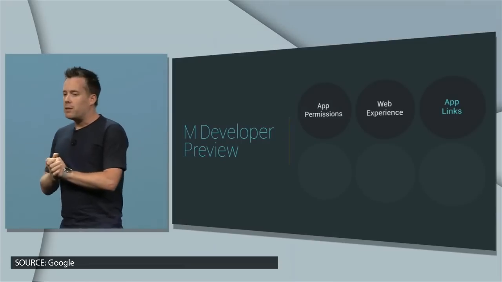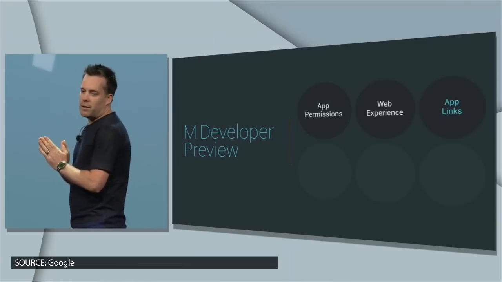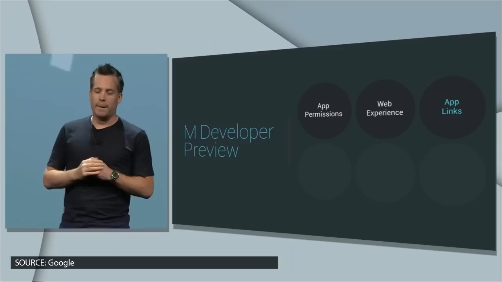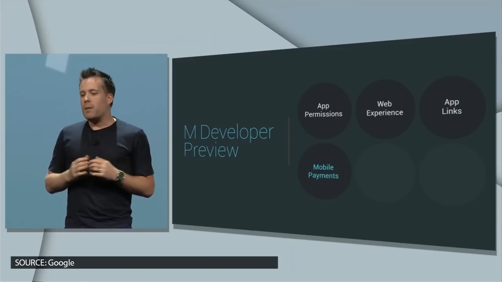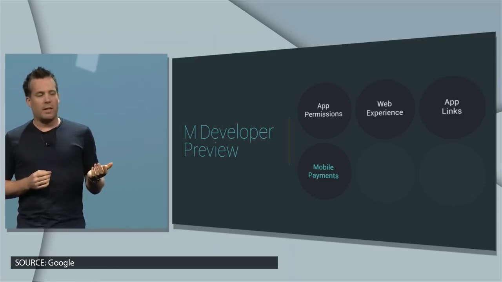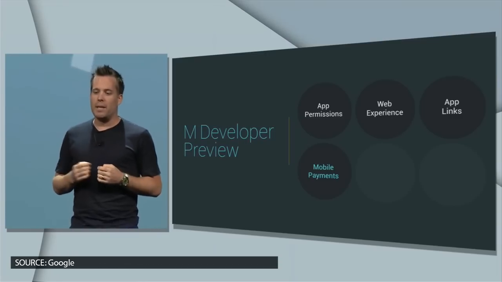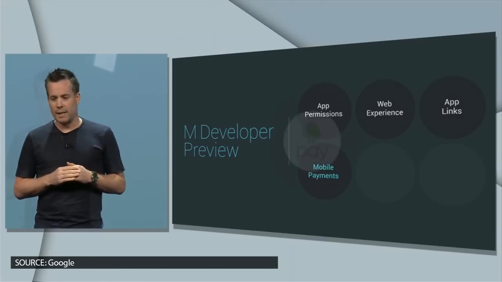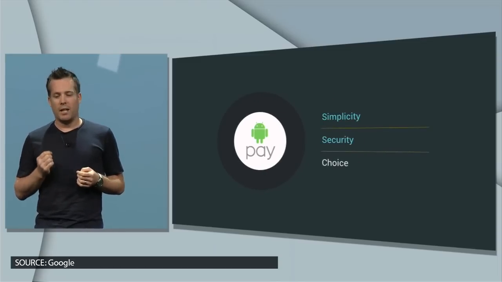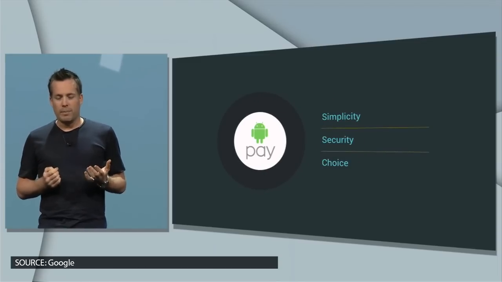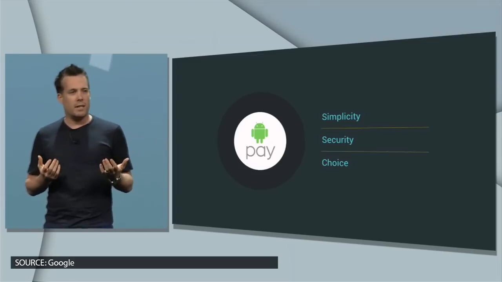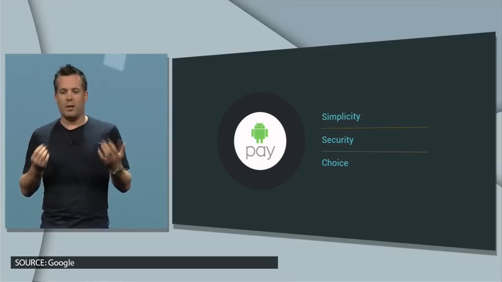OK. So next up, we want to give you a preview of an important initiative we're working on, which we call Android Pay. And it builds on work we did in previous Android releases, such as near-field communication, or NFC, in Gingerbread, and host card emulation, which we introduced in KitKat. Android Pay is focused on simplicity, security, and choice. It's simple, because all you have to do is unlock your phone like normal, place it in front of the NFC terminal to pay, and there's no need to open any app.